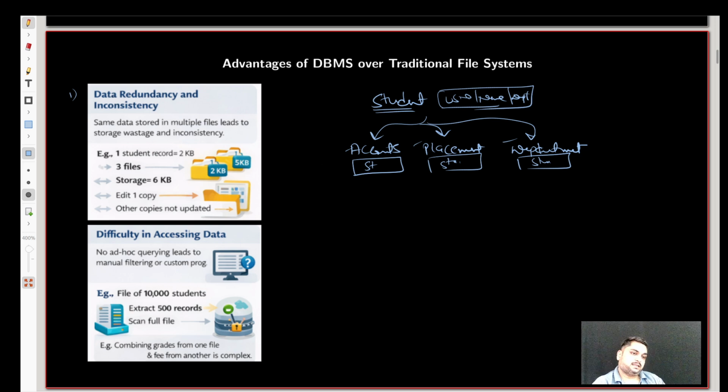Say this one record of student information is 2 kilobytes, 2 KB. That means this will occupy 2 KB, this also 2 KB, and this also 2 KB. So totally for the same student, I am utilizing 6 KB of space if I store it in a traditional file system, because each of these departments requires student information. So this is actually data redundancy. Redundancy means repetition of the data. The same student data is repeated in different departments. That is the problem with the traditional file system, so DBMS helps to overcome this issue.